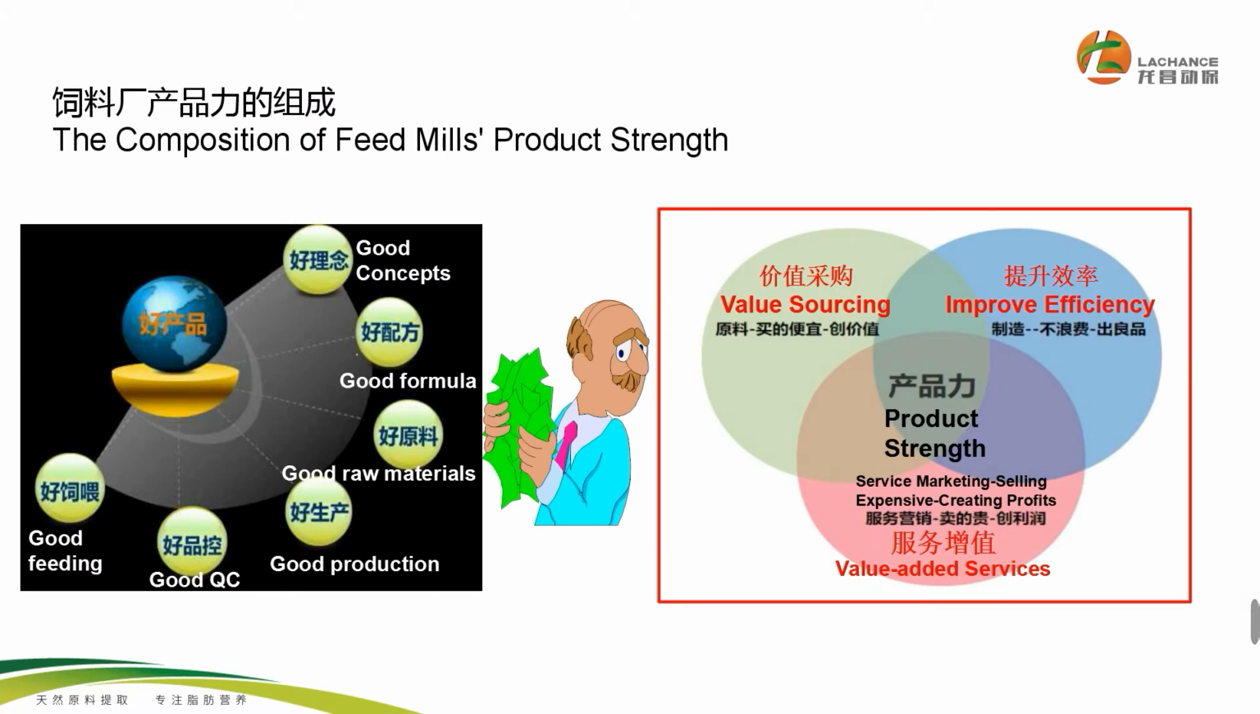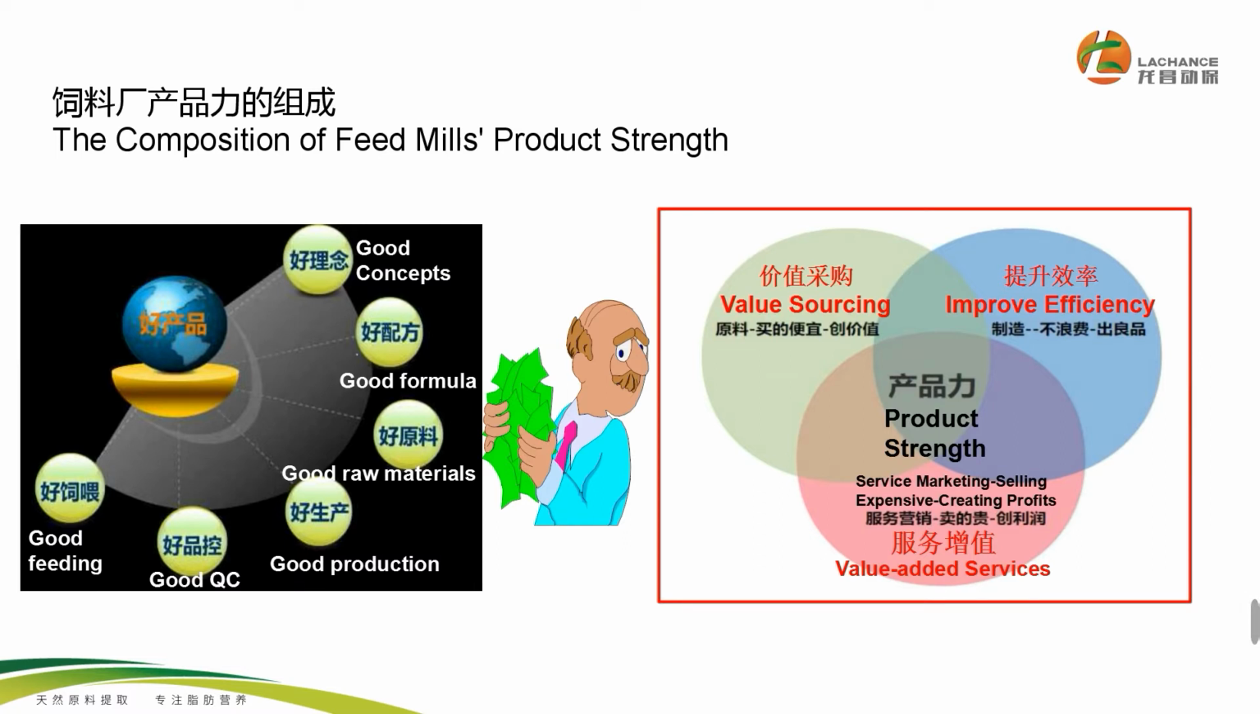Then I will show you the composition of the feed mill's product strengths. How to value our product is one good product. And in our aspect is how to value our feed is the best feed. It contains 6 points. The first is the good concepts. The second is the good formula.